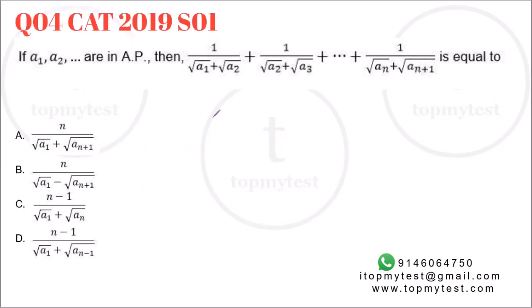Now, something like this came up in CAT 2019, slot 1. So this was the question, right? It seems like a progression question along with surds. Best way to solve this is, again, the options, right? The question says a1, a2, etc. are in arithmetic progression. Then what is the value of 1 by root of a1 plus root of a2 plus 1 by root of a2 plus root of a3, so on till 1 by root of an plus root of an plus 1. Obviously, you can expand it in terms of an arithmetic progression, right?